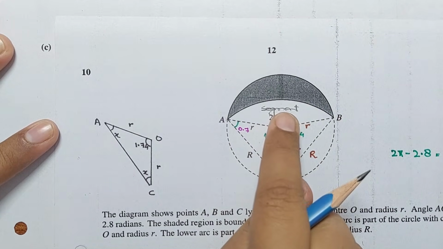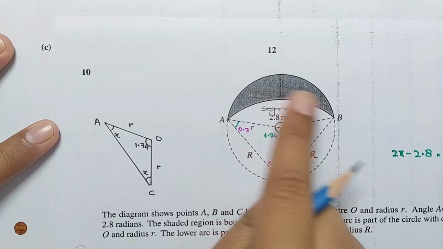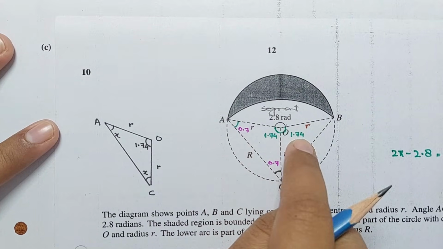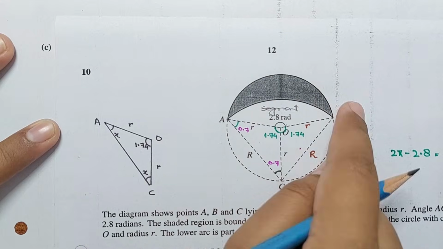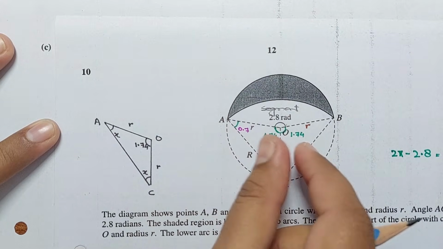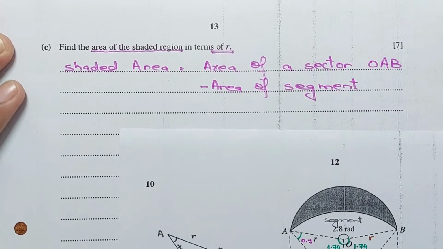So what is the area of this segment? We have to find the area of the sector C, A, and B, the whole sector area, and subtract these two triangle areas. If you subtract these two triangle areas, you will get the area of a segment.